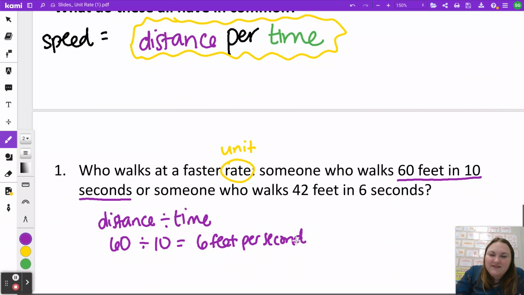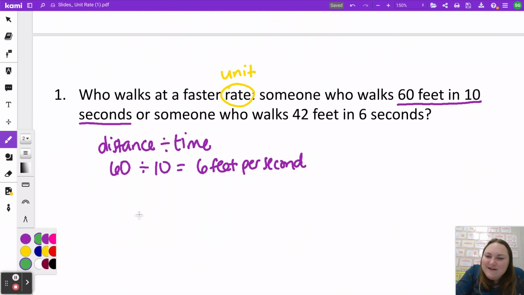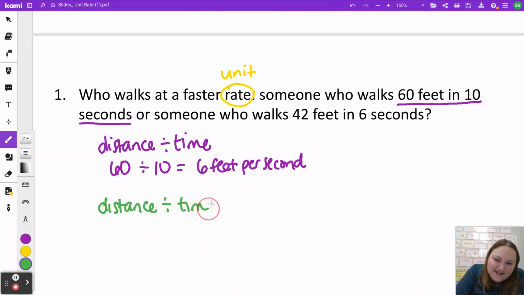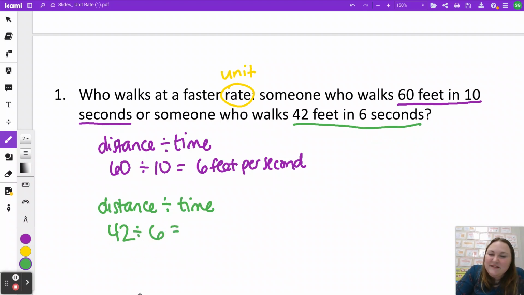That is their speed. I can do the same thing for my second person. I'm going to find their speed. I'm going to take their distance and divide it by their time. So for my second person, they went 42 feet. It took them 6 seconds to do that, which means what's their speed? Their speed is 7. 7, we're measuring in feet. So 7 feet per second again.